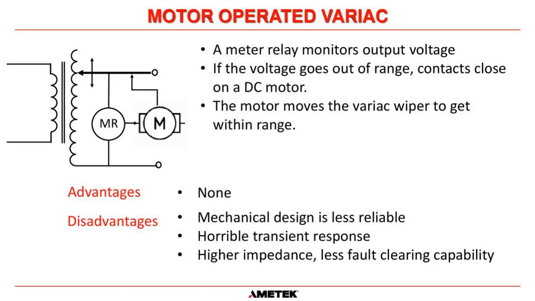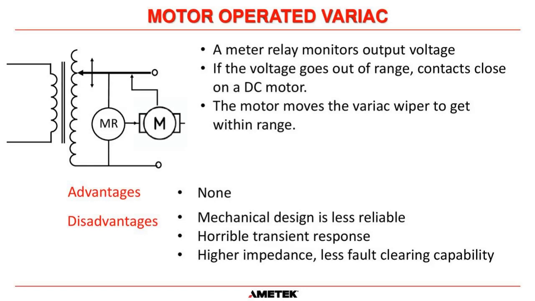The last transformer used in bypass circuits, the regulating transformer, is a motor-operated Variac. There's typically a meter relay on the output of the transformer. If we go out of range, either high or low, suitable contacts from the meter relay close to drive a DC motor. The motor then moves the Variac up and down to get back within our voltage regulation.